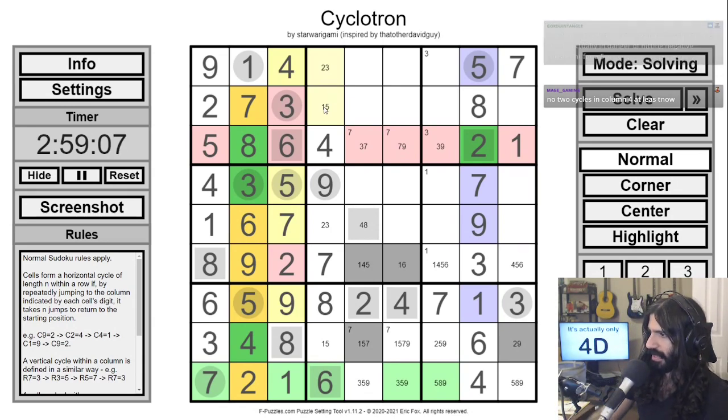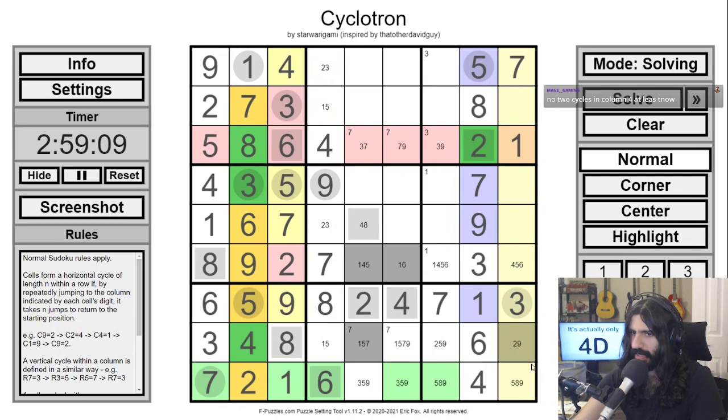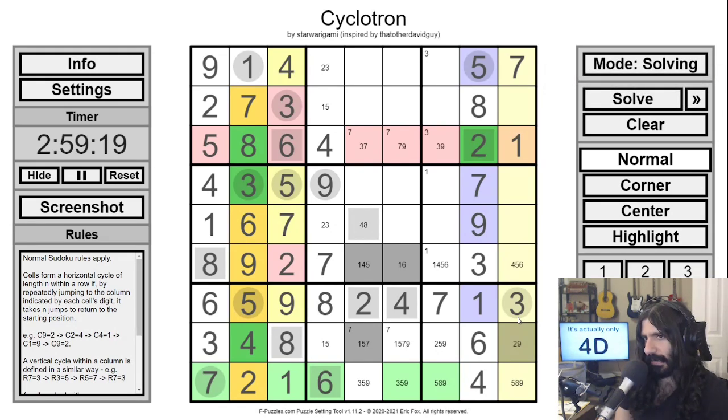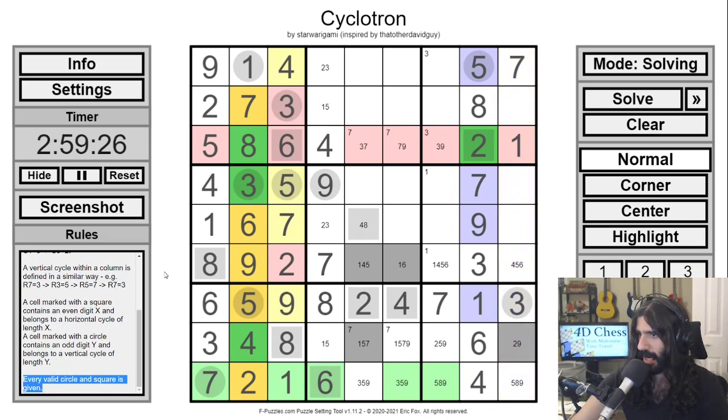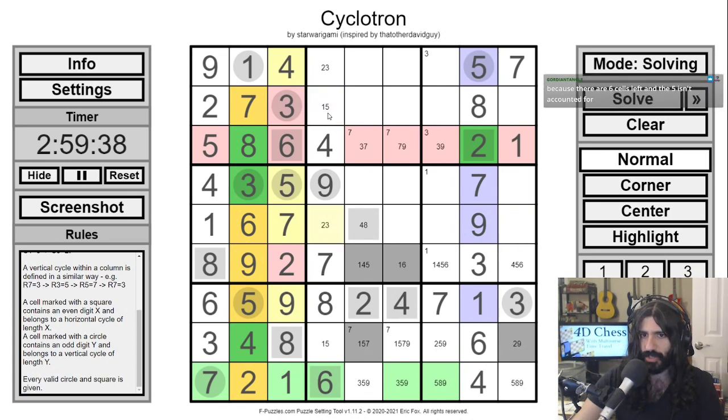So column nine needs at least one cycle or two cycle, or else we're actually in danger of hitting negative constraint for a 5. True. The negative constraint being that every valid circle and square is given. No two cycles in column four, at least now. True. No two cycles in column four. So this can't be 2 and 5. And this can't be 1 and 2.